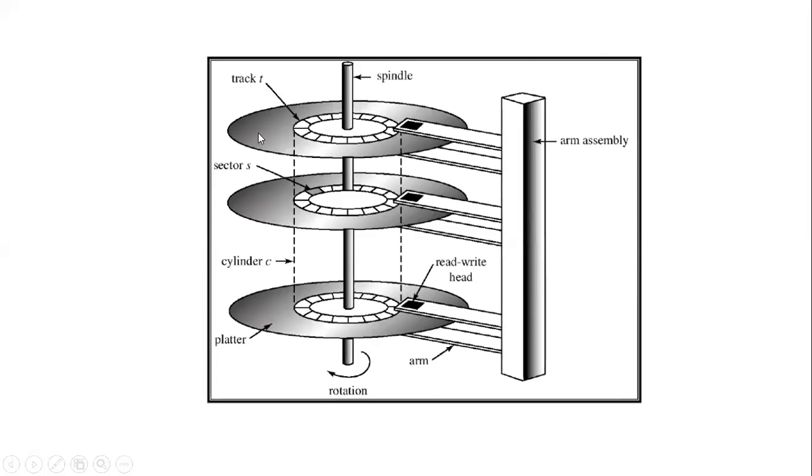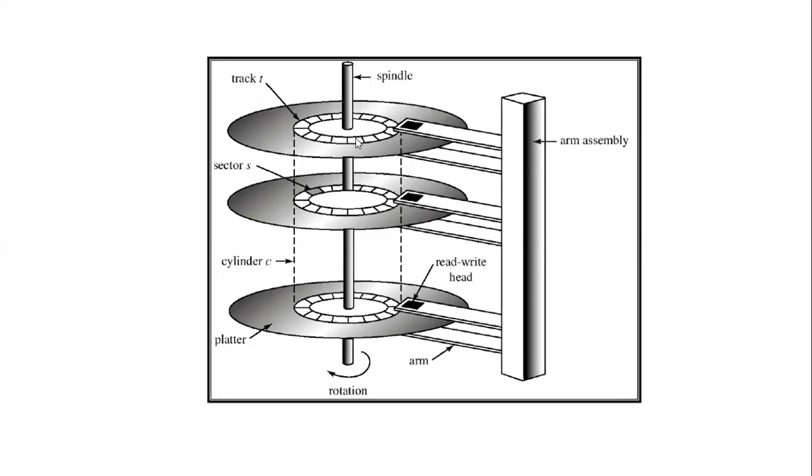These are the platters: this is one platter, this is another one, and here is the arm assembly. Here you can see a spindle, which is rotating with the help of a motor. On a single platter there can be thousands of tracks, and these tracks are divided into sectors. This is nothing but the block, or you can call it a sector, which is of size 512 bytes.